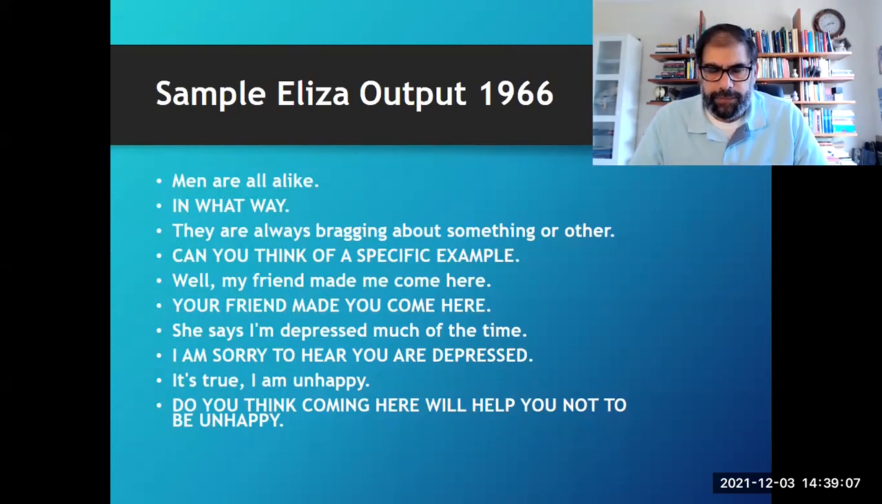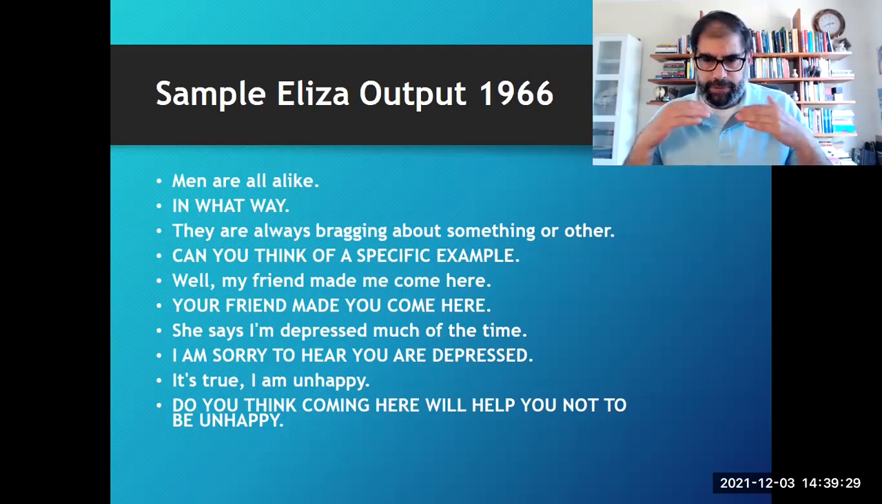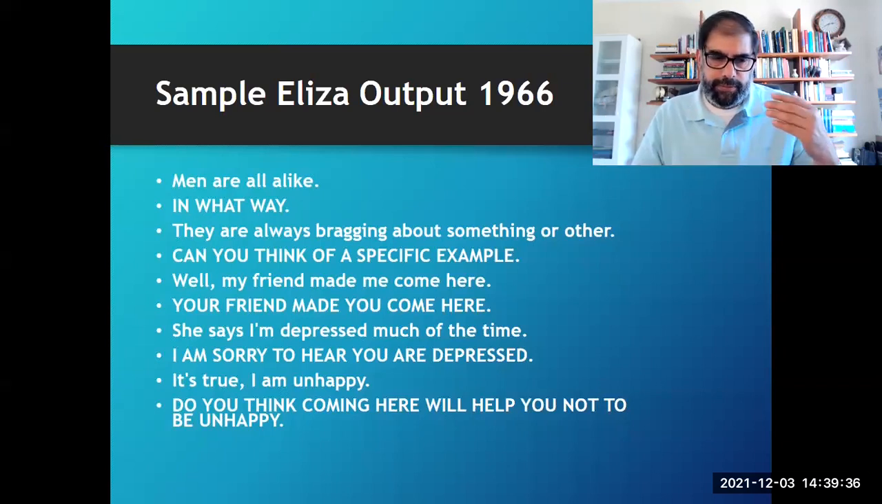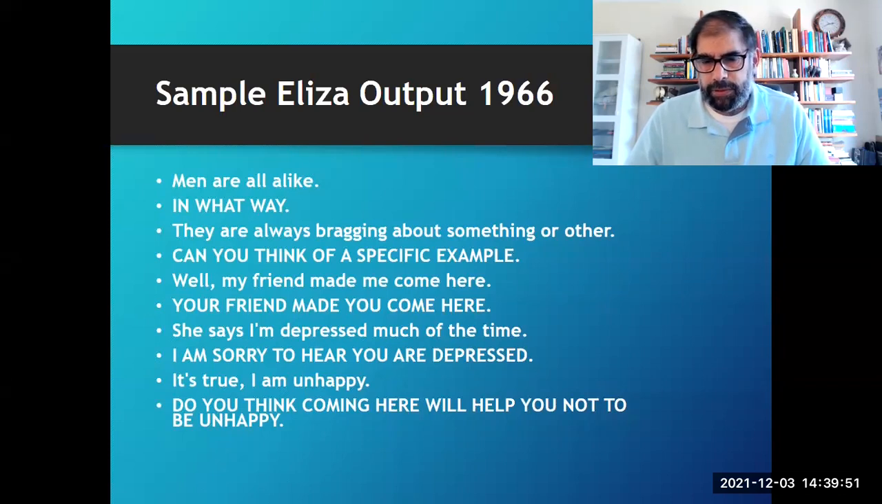For example, in the first sentence, men are all alike, ELIZA was able to understand that the statement is about some objects that are similar to each other. So the ELIZA program asks, in what way? This is a pre-programmed response. Whenever there is a sentence in which some things are said to be similar to others, or some other adjectives are used, then this is the ready-made response: in what way?